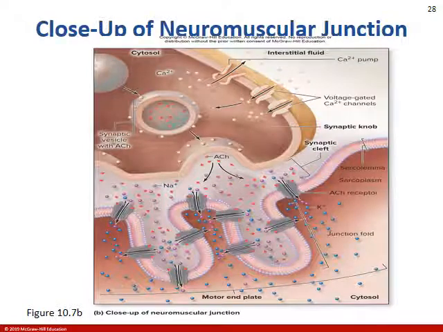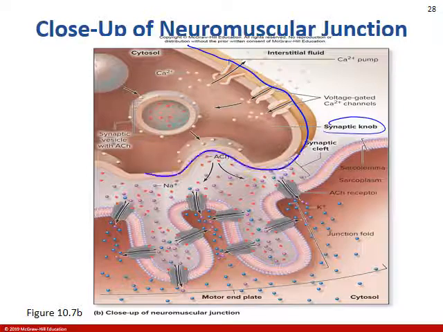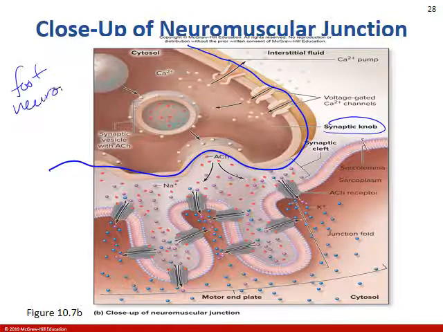Here's a close-up of the neuromuscular junction. Here's our synaptic knob. This is the foot of the neuron. It has vesicles that are filled with acetylcholine. This is a neurotransmitter, and that's what's going to send the message to the muscle.